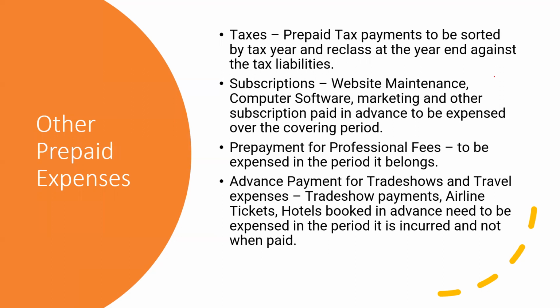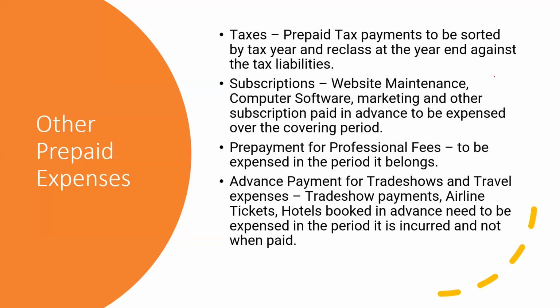In case of subscriptions, website maintenance like GoDaddy.com or other website maintenance companies, software companies, they charge you a subscription for a certain period of time. So you need to amortize that. Take it as a prepaid expense and amortize it in every month the subscription relates to. The same way would be for professional fees. If something has been paid in advance, then you have to expense it in the period the service has been provided.